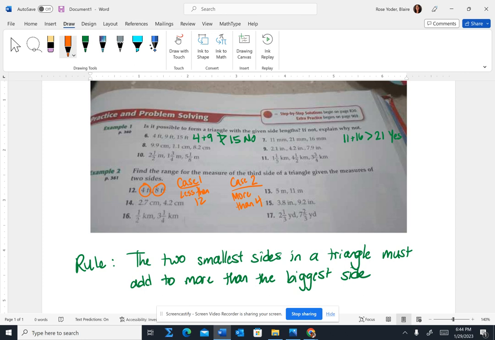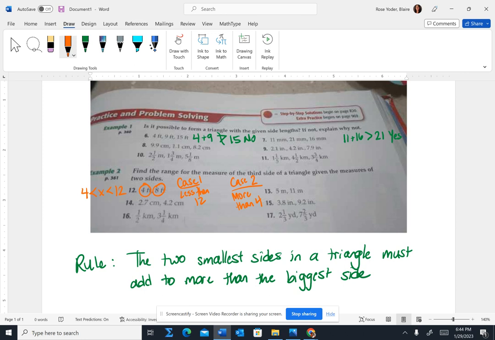So when it's asking for a range of numbers, we want the range of numbers that's more than 4, but less than 12. I'm not exactly sure how your teacher would want you to write it, but maybe I would write it something like 4 is less than x is less than 12. X can't equal 4 and it can't equal 12, but X has to be somewhere between 4 and 12 in order for it to be a triangle.